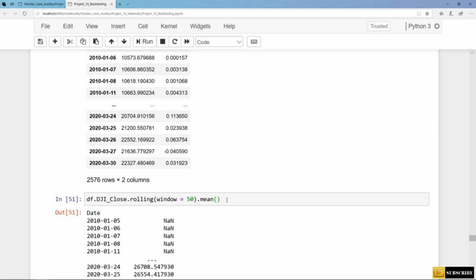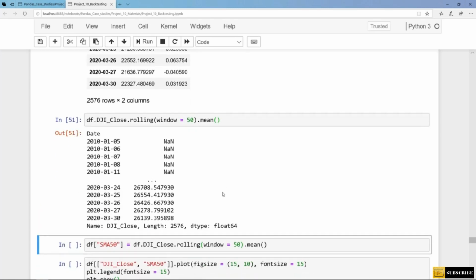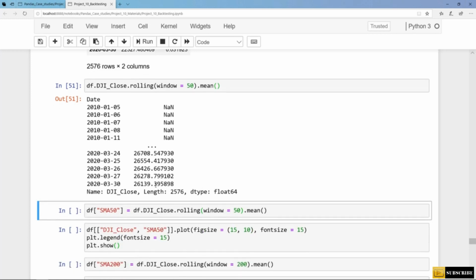Let's have a look here. And it's no surprise that for the first 49 days, we get missing values because here we do not have data for the immediately preceding 50 days. And for instance, let's have a look at the end of March. So here we have 26,139, and that's the average price for the immediately preceding 50 trading days.